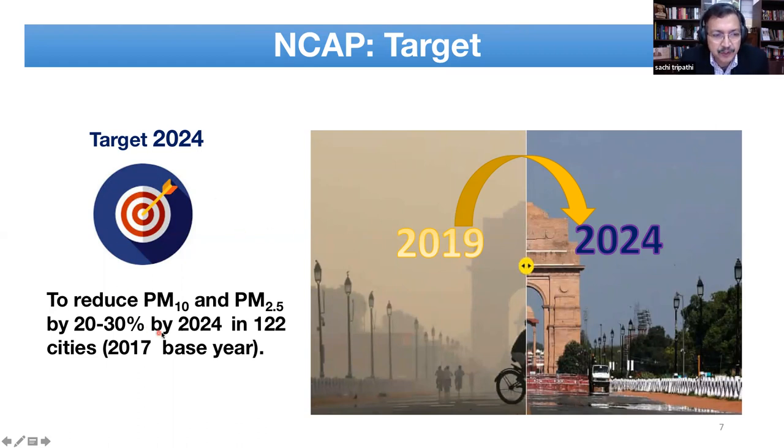A very important thing is the target of this program. This program aims to reduce PM10 and PM2.5 by 20 to 30% by 2024 in 132 cities, compared to the 2017 base year. When you look at this percentage reduction, we'll try to compare with the yearly number for 2017. As most of you know, PM10 means particulate matter mass concentration having diameter less than 10 micron, and PM2.5 implies particulate matter mass concentration having diameter less than 2.5 micron. What we are graphically looking at is what it looks like in Delhi at India Gate in 2019, a very murky atmosphere, to a relatively much cleaner atmosphere in 2024.